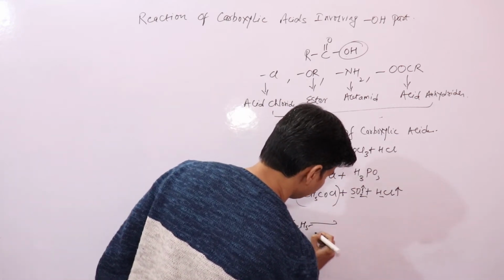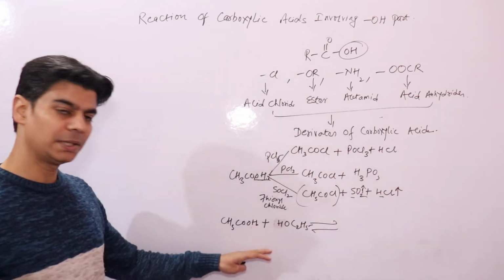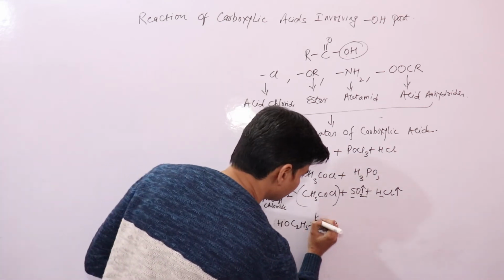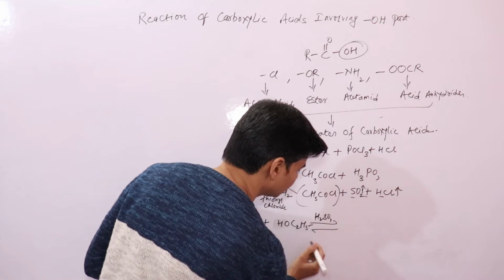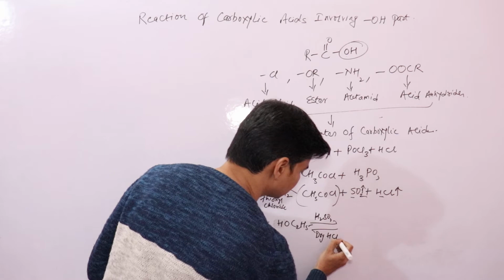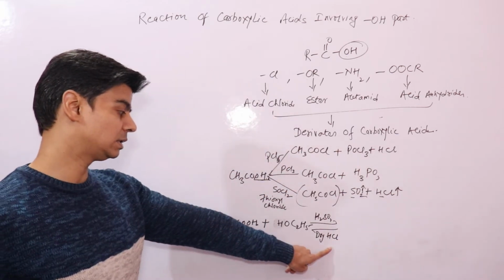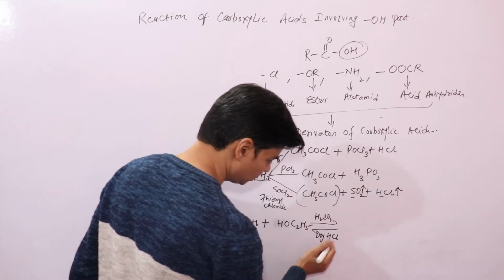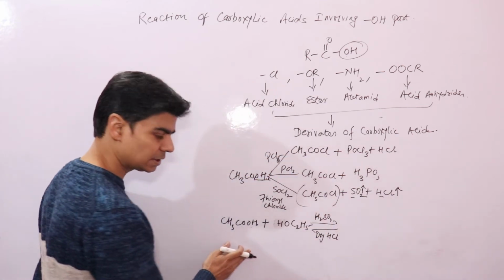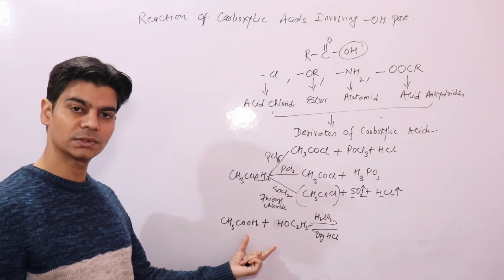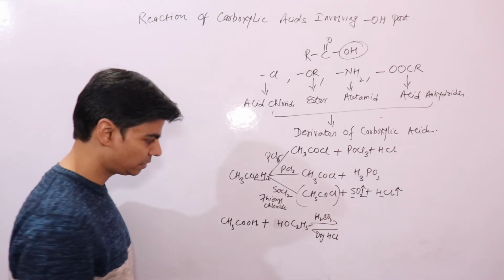This reaction is a reversible reaction and will take place in the presence of concentrated sulfuric acid or dry HCl gas. When you use dry HCl gas, it is known as the Fischer-Speier reaction. We will do this reaction in detail in another video lecture, because it involves a mechanism also, which is the mechanism of esterification.